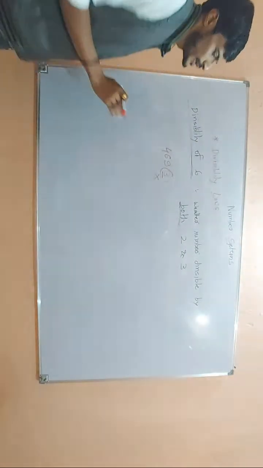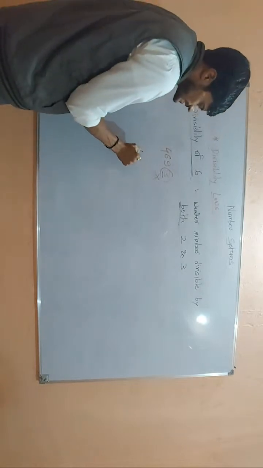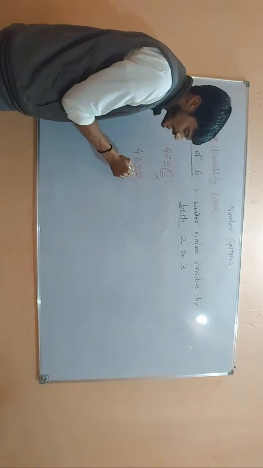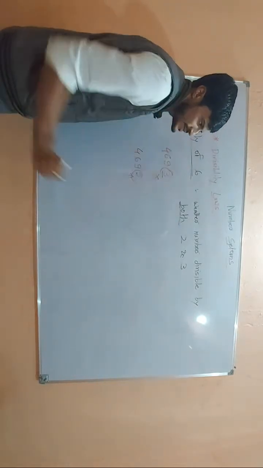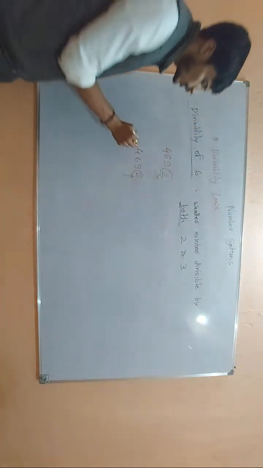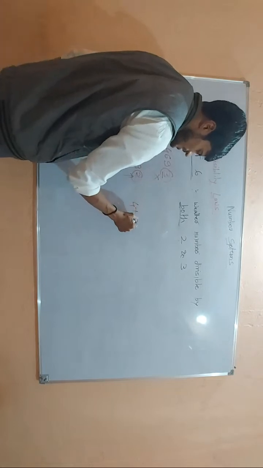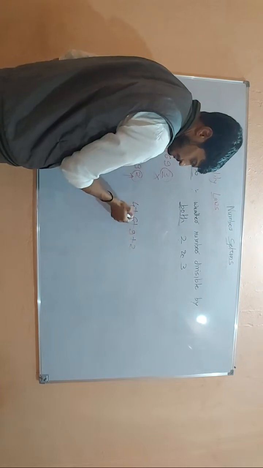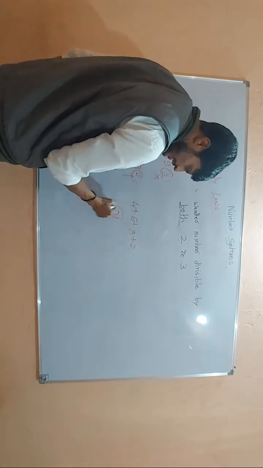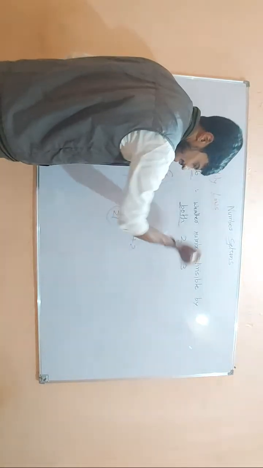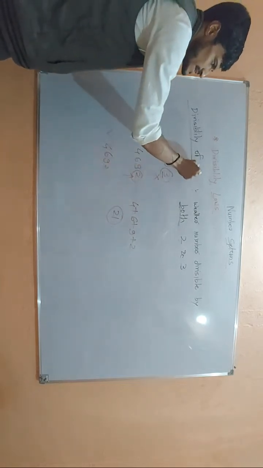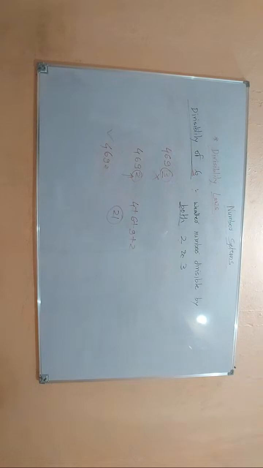Clear? Then next one, if you take another number, 4692. Now you can go for both 2 and 3. As it contains unit place as 2, it will be divisible by 2. And while checking for 3, what you have to do? You have to take the summation: 4 plus 6 plus 9 plus 2. So what is the summation here? 9 plus 2 is 11, 11 plus 10, that is 21. And 21 is also divisible by 3. Hence, you can mention here 4692 is divisible by 6. Okay, fine. So that is the rule of divisibility.